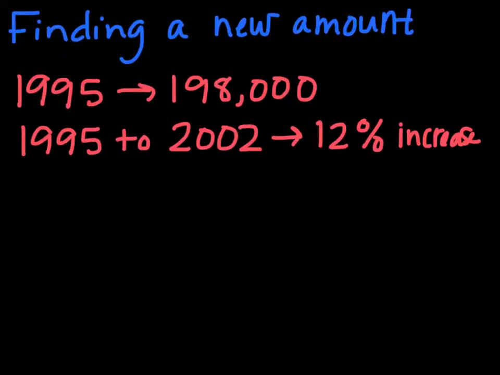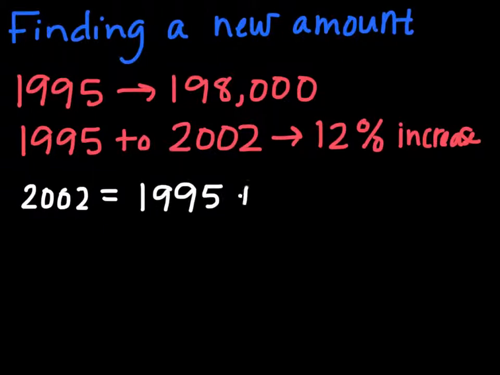There were about 198,000 spectators at a sports event in 1995. The number of spectators increased by about 12% between 1995 and 2002. How many spectators were there in 2002? Let's begin with our formula. Spectators in 2002 will equal spectators in 1995 plus the amount of increase.